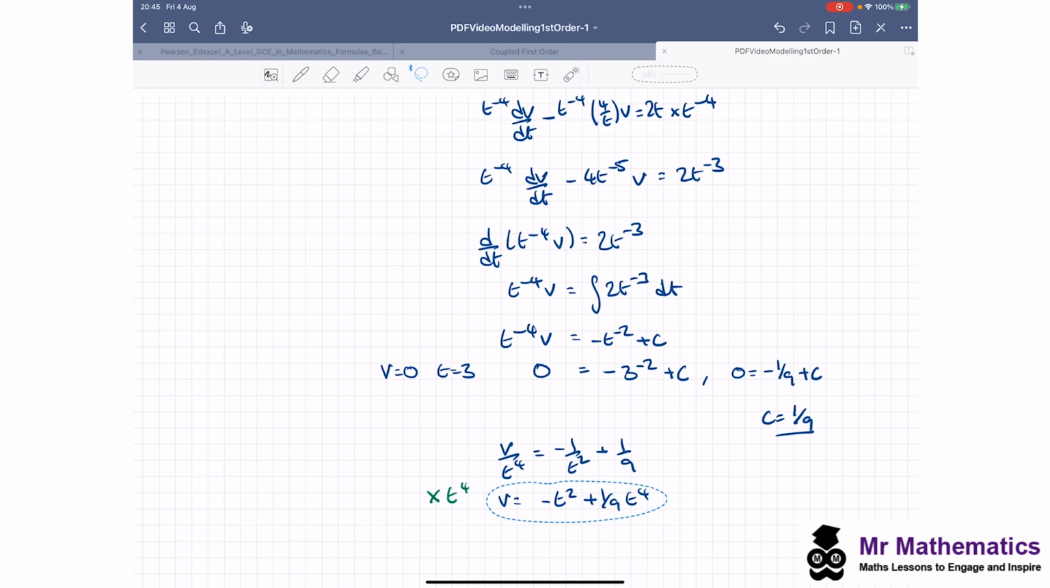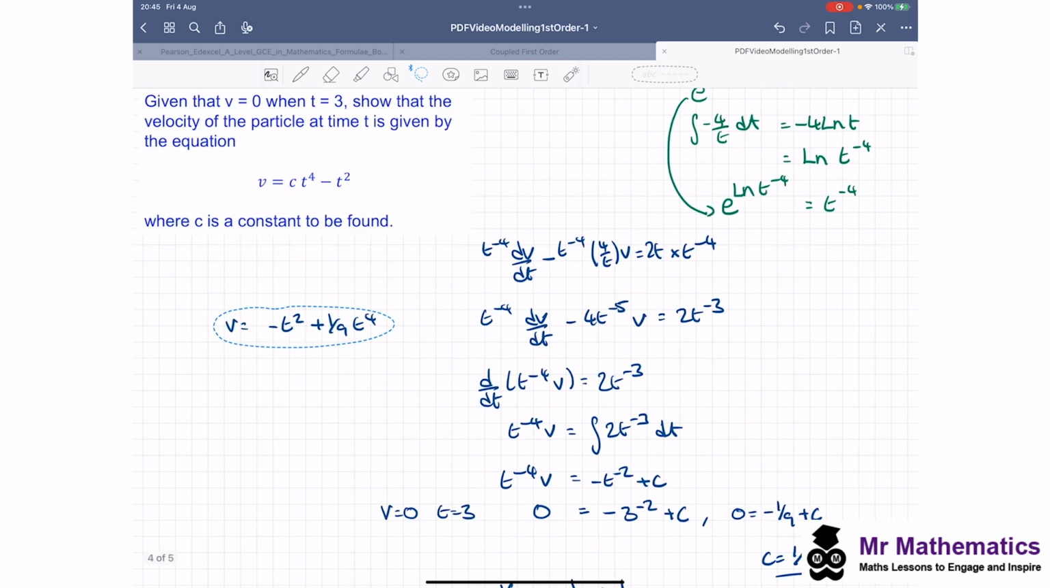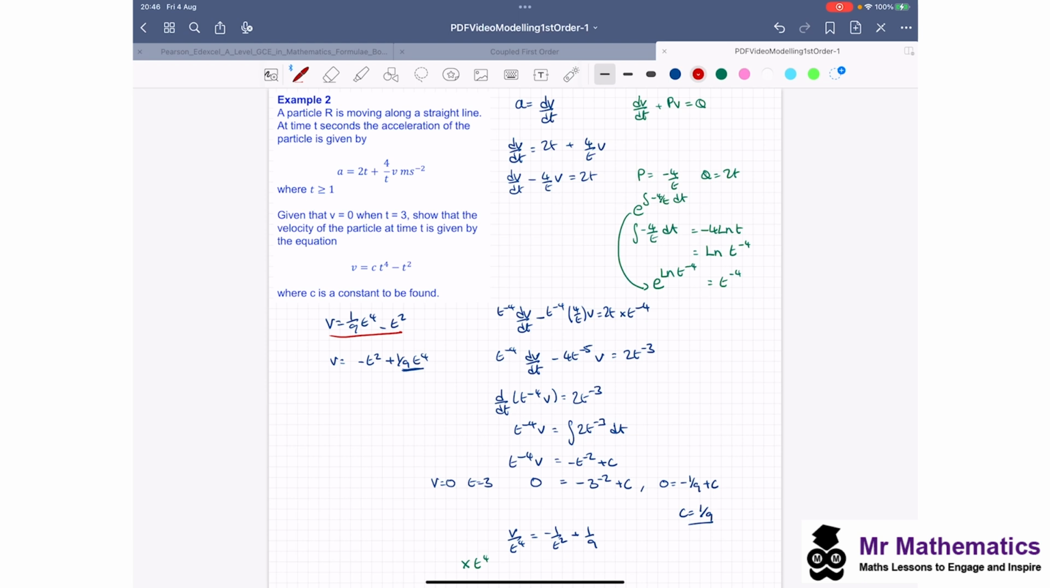So if we go back to the original question, and if we write it in the same form, v will equal this term first, so 1/9 of t to the 4 minus t squared. So I hope that's given you a better idea on modelling with first order differential equations.